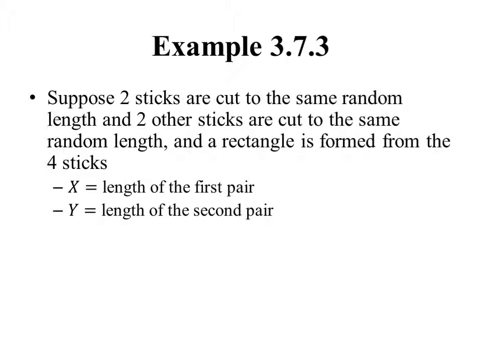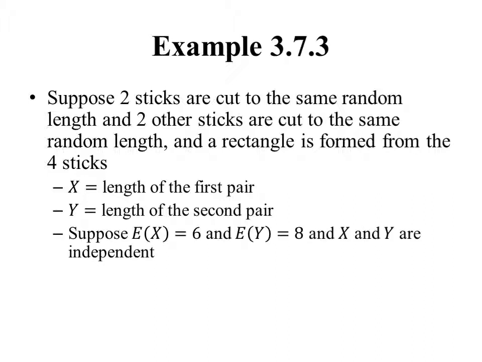And so let's let x denote the length of the first pair and y denote the length of the second pair. So what we've done here is formed a rectangle where the height is x and the width is y, or vice versa. And so let's suppose that the expected value of x is 6 and the expected value of y is 8. And further suppose that x and y are independent.